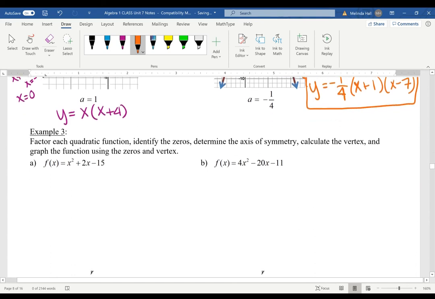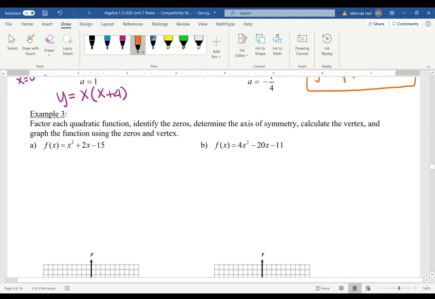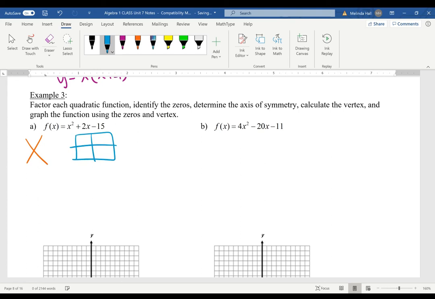So for example 3, we are going to factor these functions, identify the zeros, determine the axis of symmetry, calculate the vertex, and graph it using zeros and vertex. So starting off by factoring, we would have our box and our x. And so we would have our x squared in the top left, negative 15 in the bottom right. Those multiplied together give you negative 15x squared, and you would put 2x in the bottom.